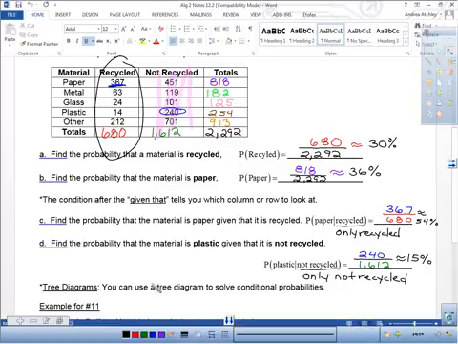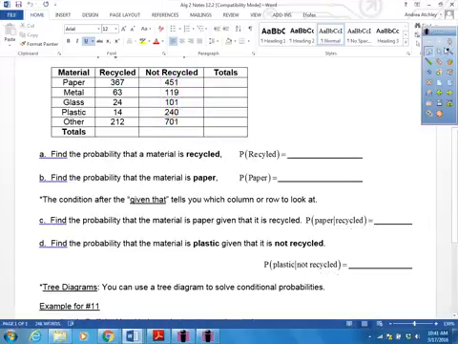Any questions over this? Okay, we're going to go to the back and do some more problems like this. And then we'll come back to our tree diagrams.